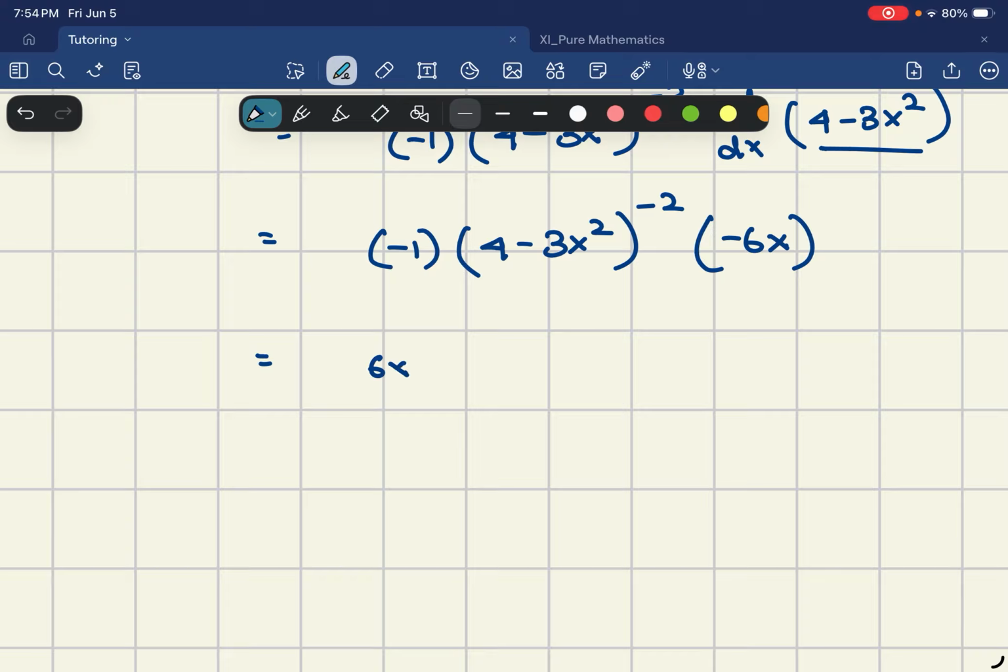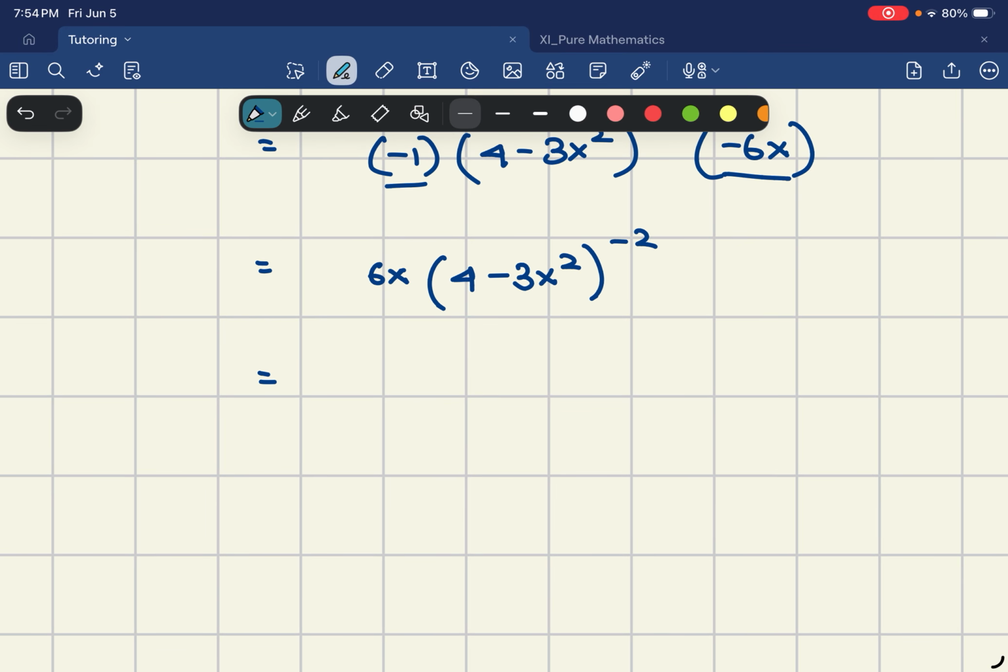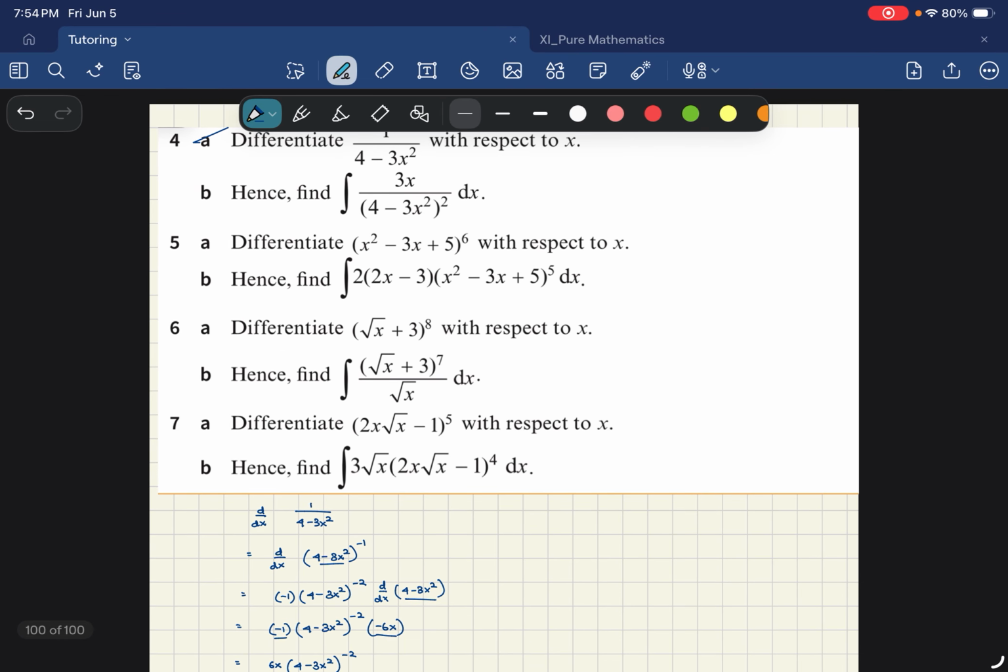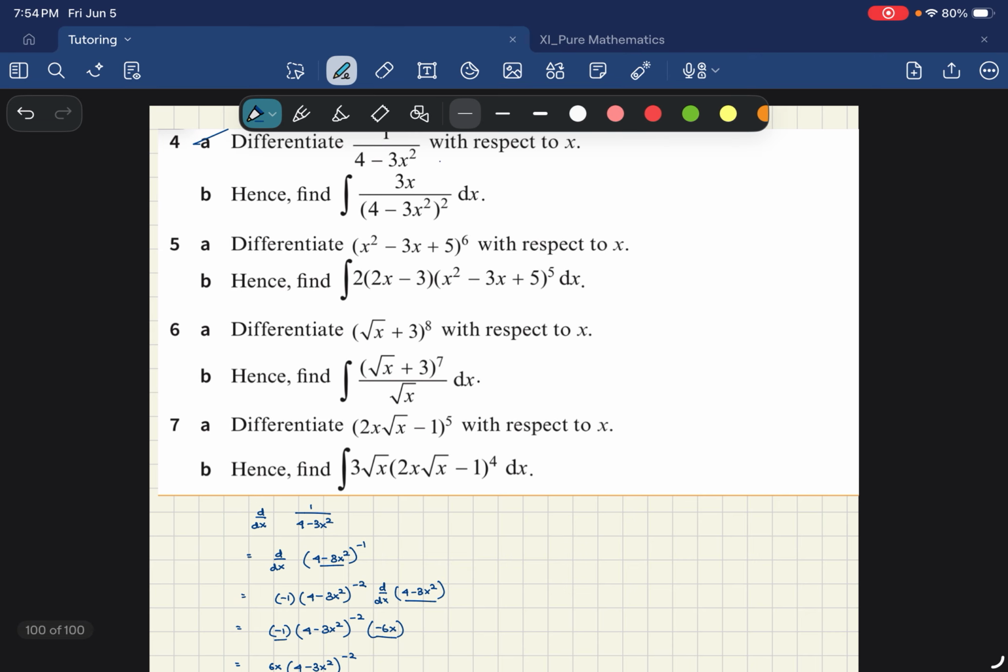And you get 6x times, if you simplify, -6x times -1, positive 6x, right? You get this expression, which you can also write as 6x divided by 4 minus 3x squared, all squared, right? Like this. So we're done with part A, and it says, find this expression.